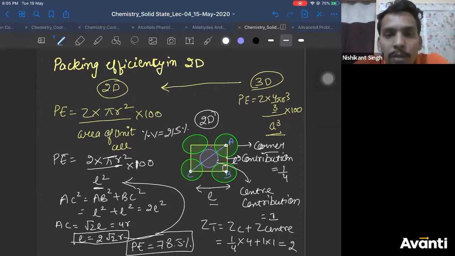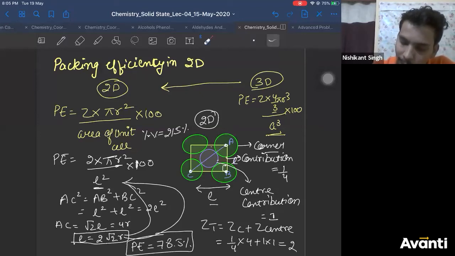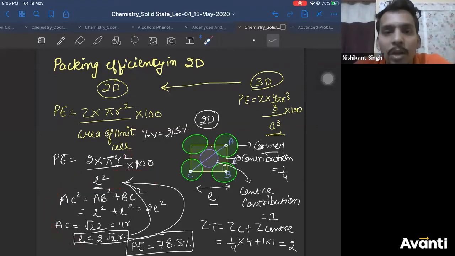Sir, R square, what is the value of R? You don't need the value of R, Ahmed. Why do you need the value of R? Oh my God, you want me to do a calculation now. See here. So Ahmed, when you put this value of L here, L square will become how much? 2 root 2 R whole square, right? So R square will get cancelled now, Ahmed. Why do you need the value of this?